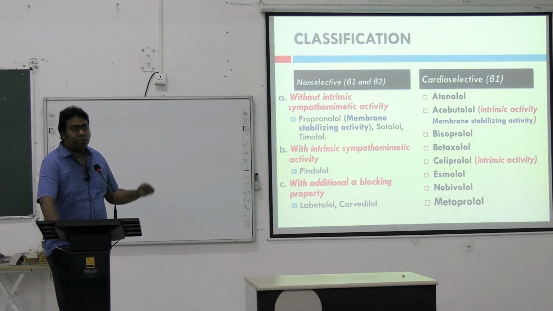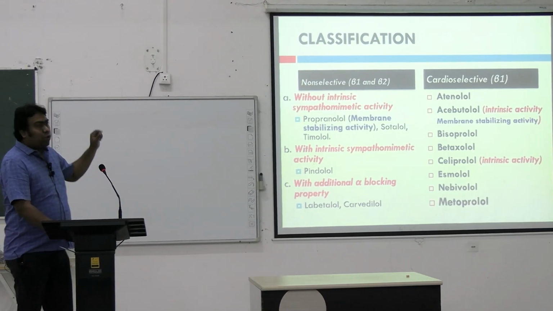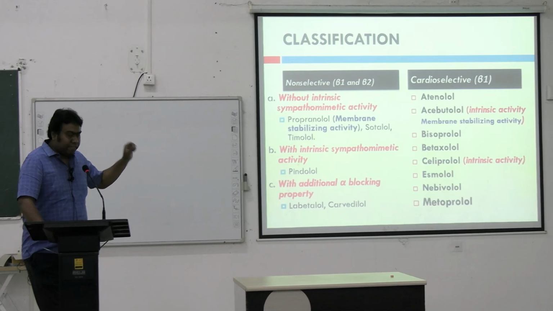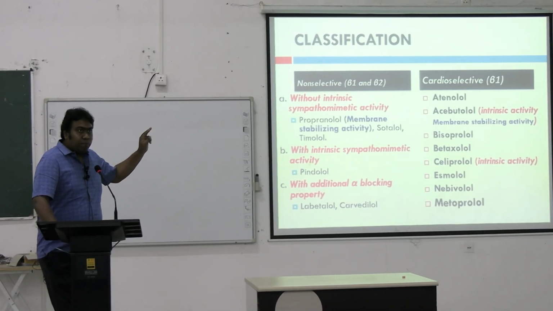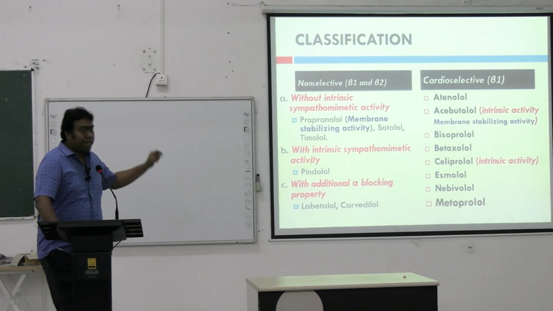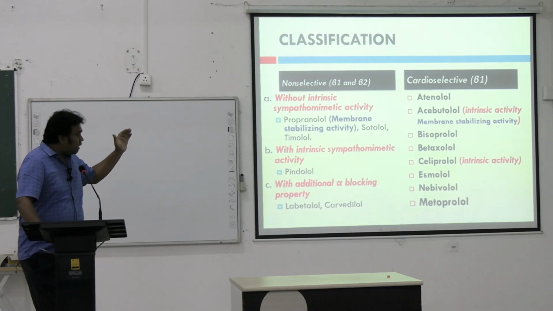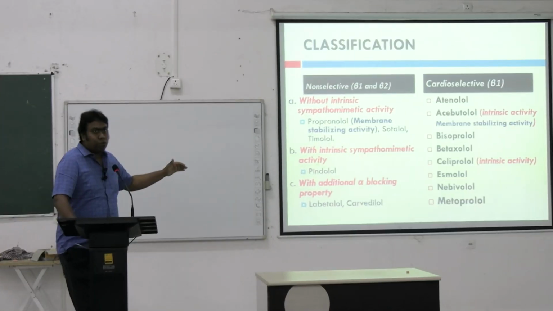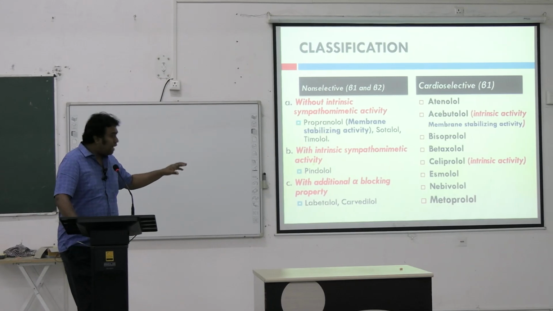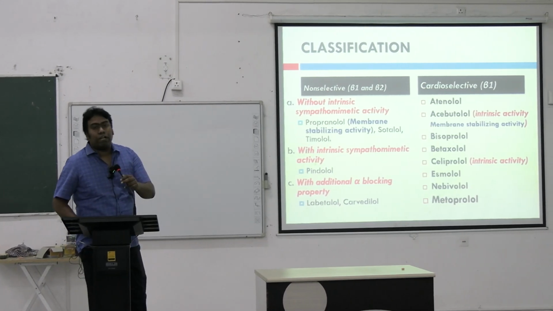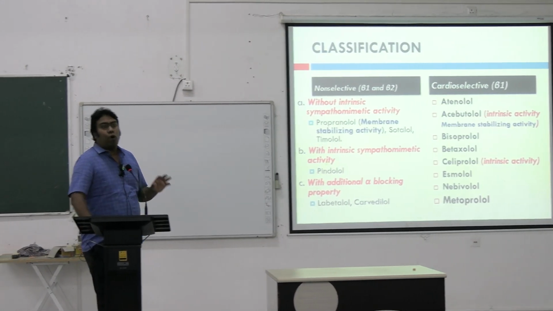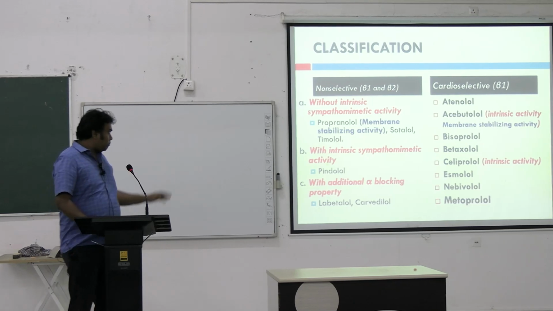Cardioselective beta blocker, to remember that: first 2A, atenolol, acebutolol. Then 2B, bisoprolol, betaxolol. Then C, celiprolol. Then esmolol, nebivolol, and the last is metoprolol. Metoprolol is one of the most commonly used beta blockers.